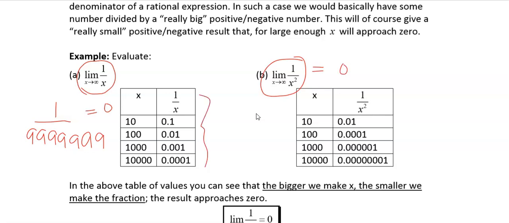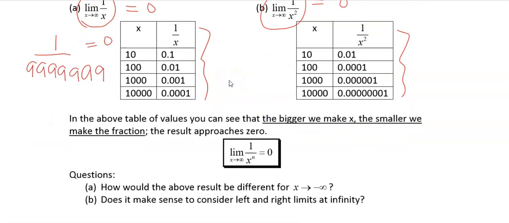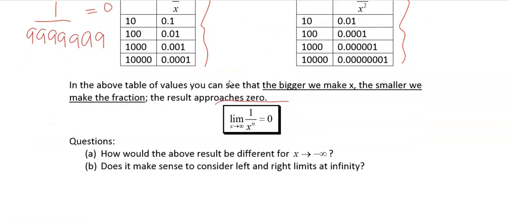And here's some tables to verify that. It doesn't matter if the numerator is 1 or 10 or 100. As x goes toward infinity in the denominator, you end up with 0. So that's important to remember. You need to know that for what we're doing here now with this next lesson. All right? Here is the general result right there.